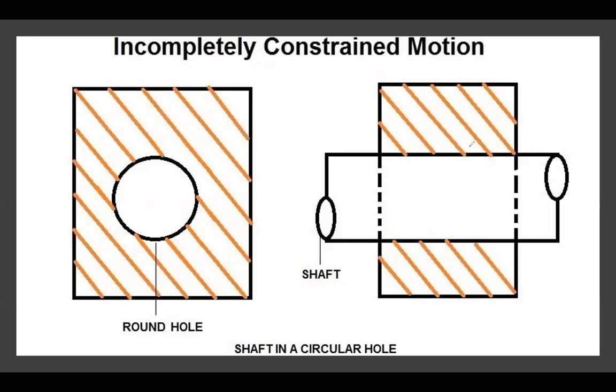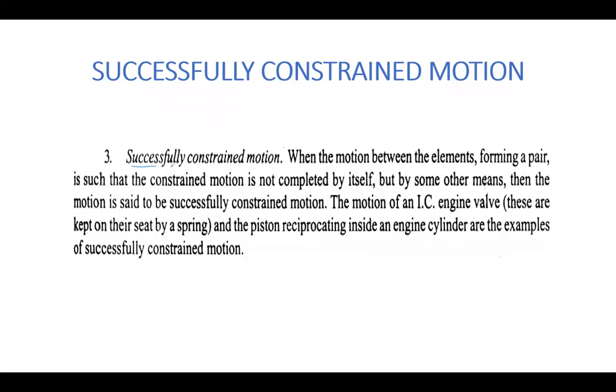Now the third type is successfully constrained motion. So when the motion between the elements forming a pair is such that the constrained motion is not completed by itself but by some other means, they are called successfully constrained motion. So successfully constrained motion में जो motion है वो itself complete नहीं होती, but there is some outsourcing, or there is another link or a mechanism to perform this.